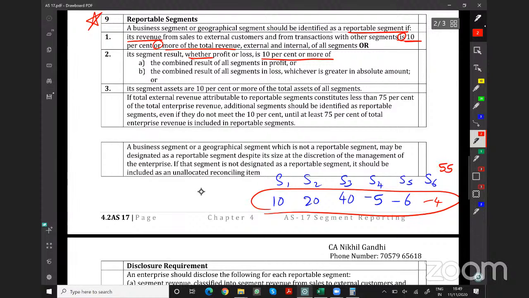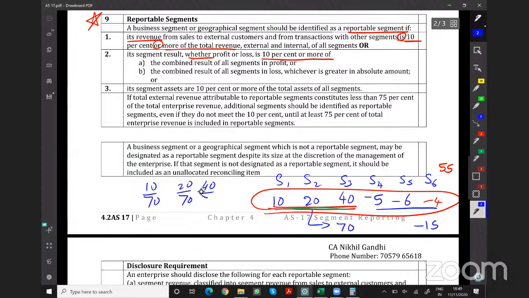In this case, we will calculate the total of 1, 2, 3, which is 10, 20, 30. The total of 1, 2, 3 is 70. And the total of 5 minus 5 minus 6 minus 4 is 15. So we will calculate 10 divided by 70, 20 divided by 70, 40 divided by 70. And in case of losses, it will be 5 divided by 15, 6 divided by 15, 4 divided by 15.